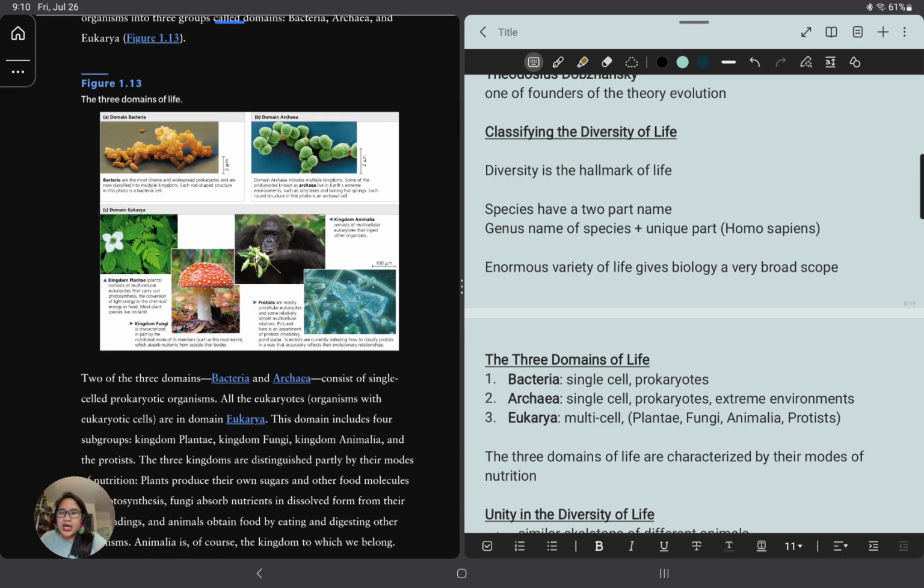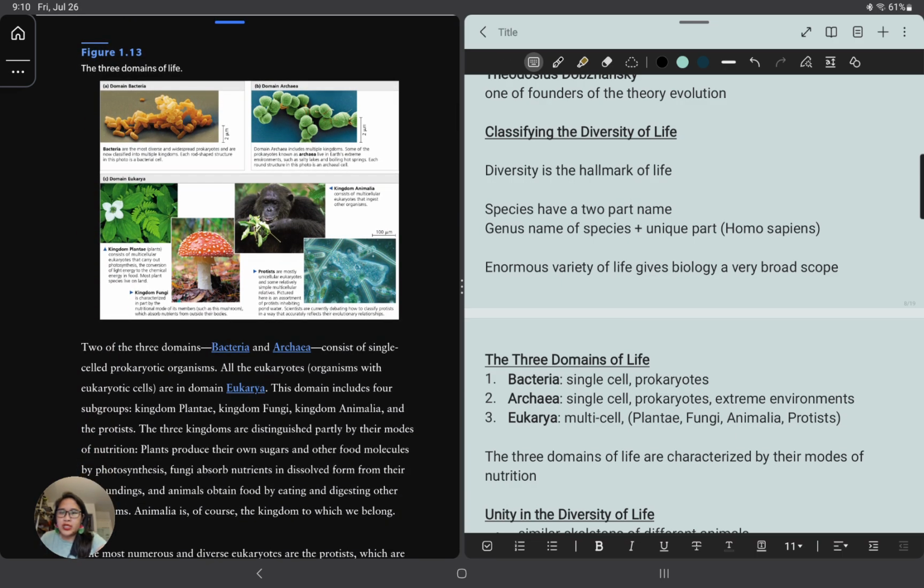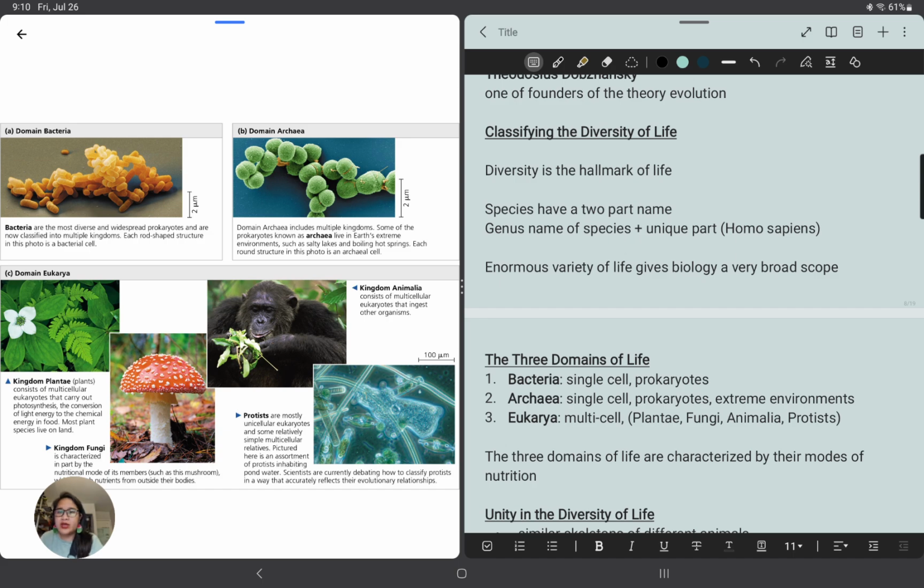So here we're going to look at this figure 1.13. We have a domain bacteria right over here, domain archaea, and domain eukarya, which is split into 4 different groups, which are plantae, fungi, animalia, and protists.